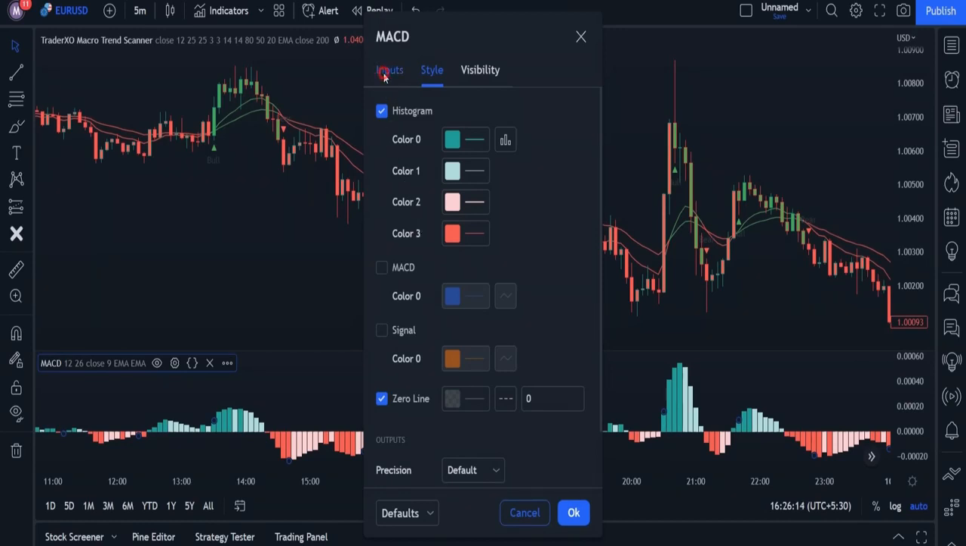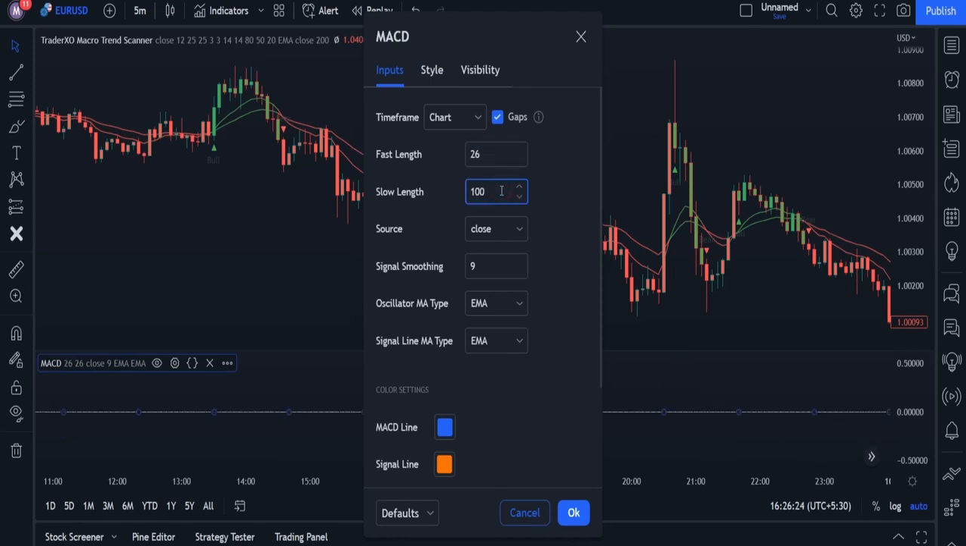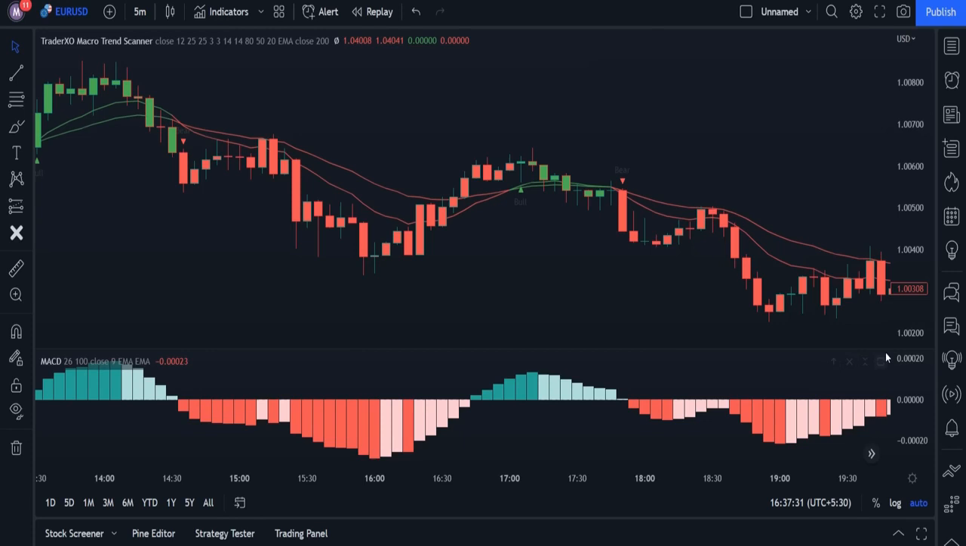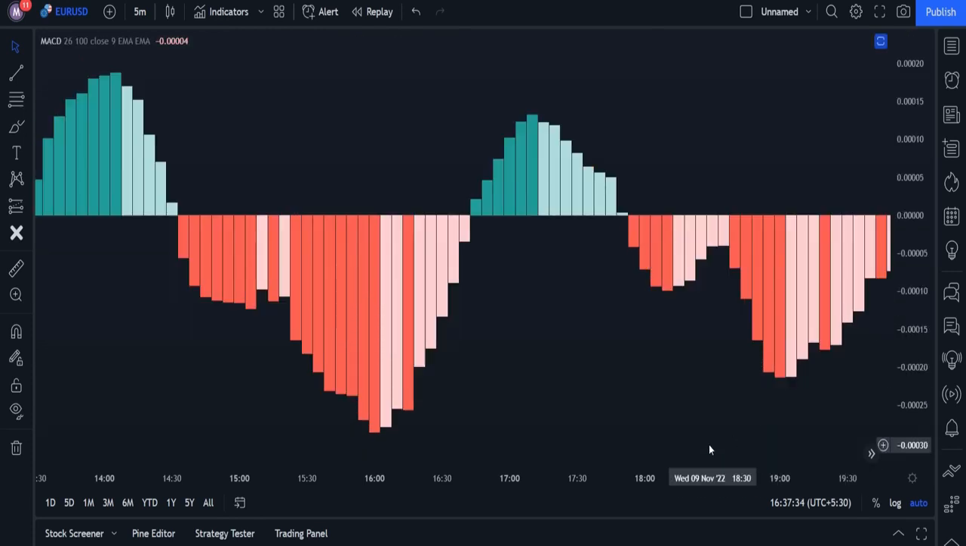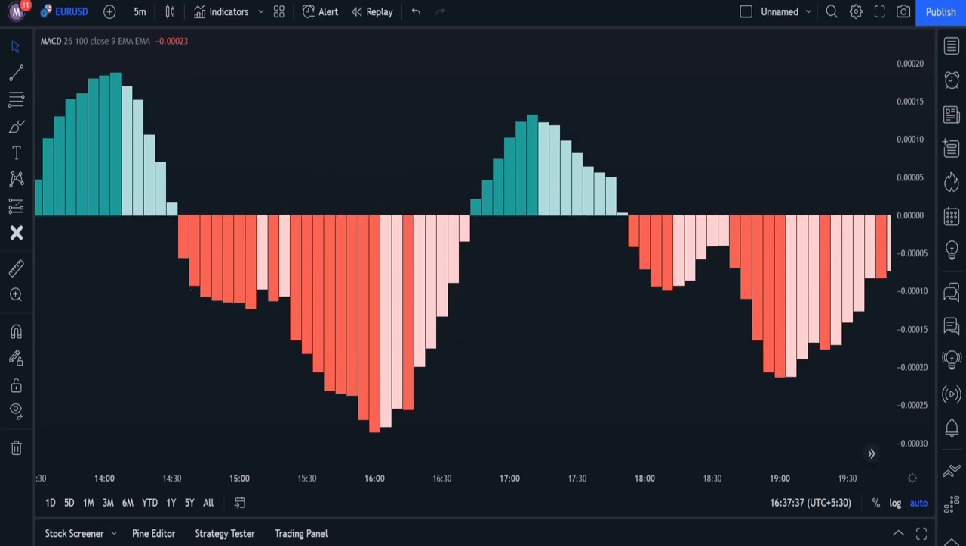Next, we move to the input section, and from there we change the fast length option to 26, and the slow length to 100. So let's learn how to use this MACD indicator in this strategy. If the MACD histogram is below the 0 line, it means that we're currently in a downtrend movement, and we're allowed to enter only sell trades. And if the histogram is above the 0 line, it tells us that we are in an uptrend movement, and we should enter only buy trades.